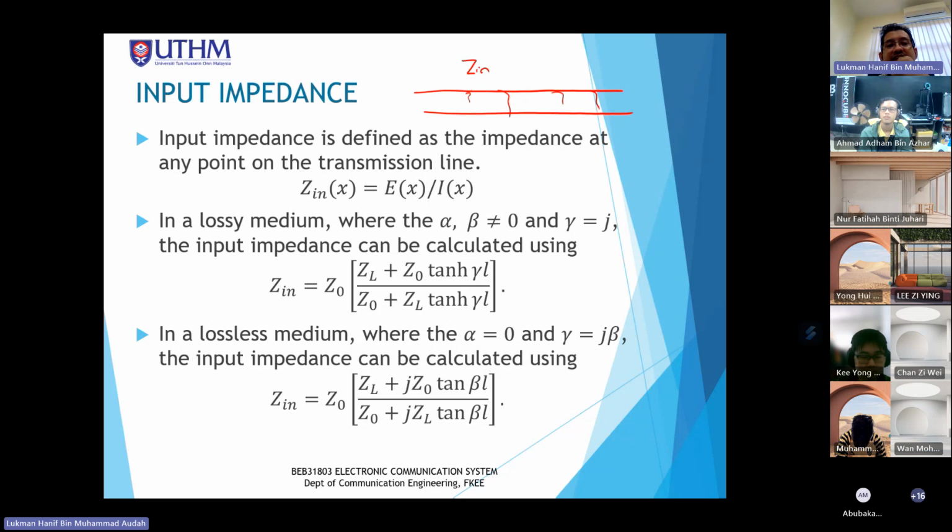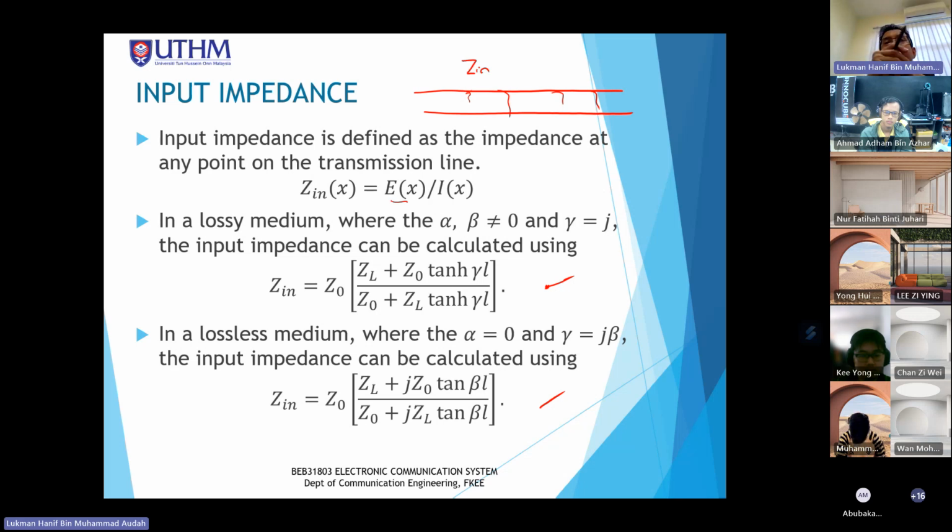So Z input is equal to the voltage at a specific point divided by the current at that specific point. So we're going to get the input impedance. And the input impedance can be calculated using these equations, for a lossy medium and for a lossless medium. Again, you don't need to memorize this equation.